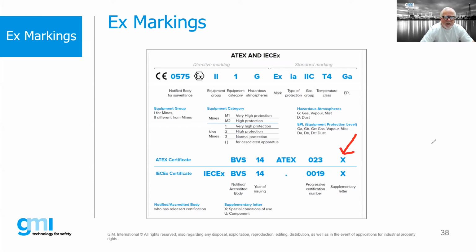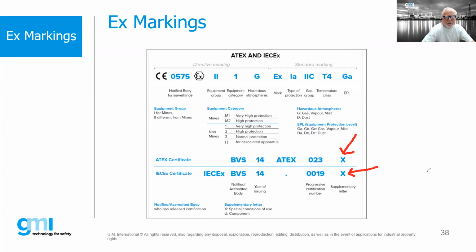It's the X condition. Anytime that we see an X at the end of the certificate, what that means is that there's a special condition for safe use for that particular piece of equipment that we need to look very closely at the certificate to tell us what is it about that condition that I have to make sure that when I'm installing it, that I follow.